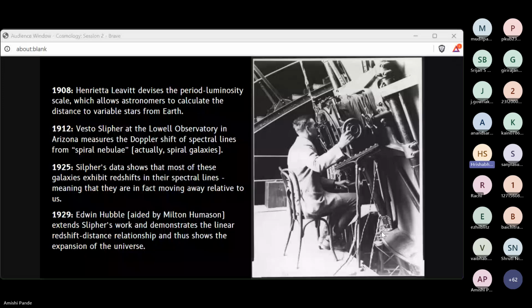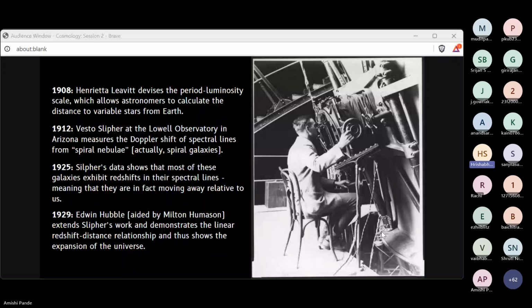Further, that's why all we can see are objects that emit light, like the stars. So it was important to measure their distance. Further, in 1912, we could actually measure the Doppler shift of spectral lines of certain nebulae. And then in 1925, we started noticing from the data that there are redshifts in all these spectral lines. It meant that these objects are moving away from us.